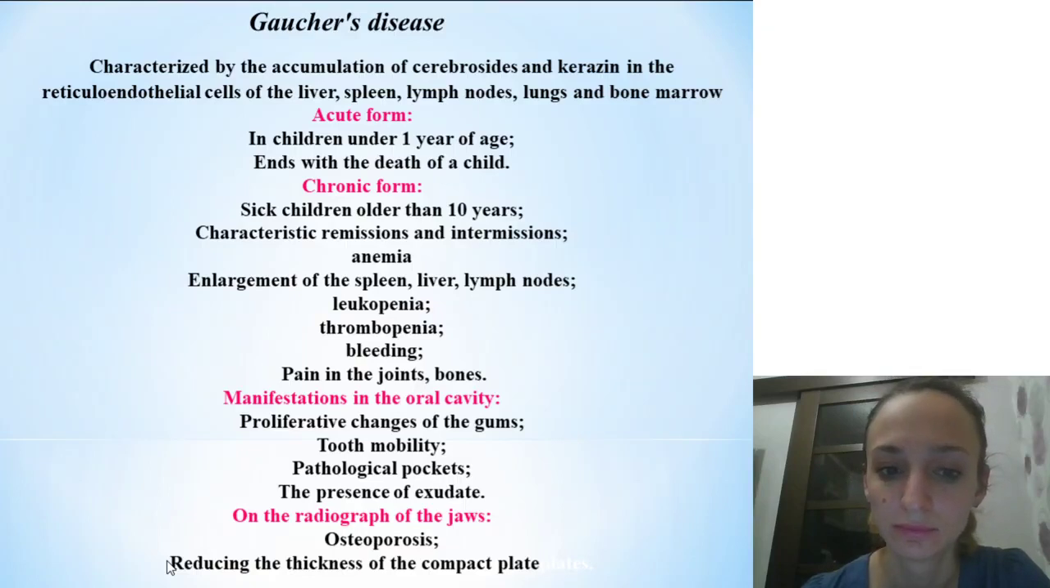anemia, enlargement of the spleen, liver, lymph nodes, leukopenia, thrombopenia, and bleeding. Pain of the joints, bones, manifestation in oral cavity, and proliferative changes of the gums, tooth mobility, pathological pockets, presence of exudate. On the X-ray of the jaws, we can see osteoporosis and reducing of thickness of the compact plate.